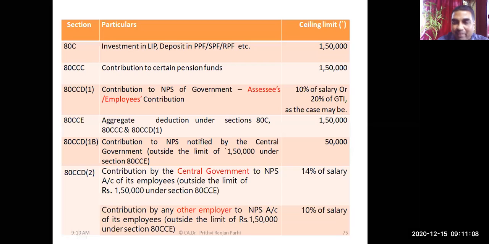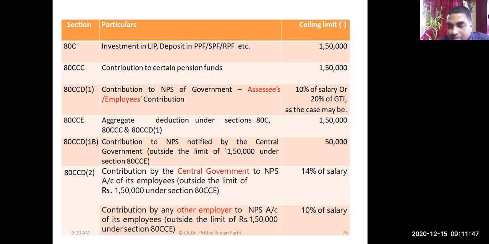80CCD1B is an additional section. This section talks about contribution to the National Pension Scheme. As you know, this is outside the limit of 1,50,000, so the maximum limit here is 50,000. 80CCD2 talks about contribution made by central government or other employers, but the limit is 14% if the contribution is made by central government, 10% if made by other employers. Did you understand? There can be many multiple choice questions from this slide alone.